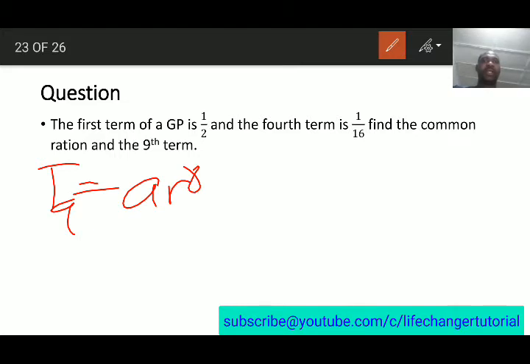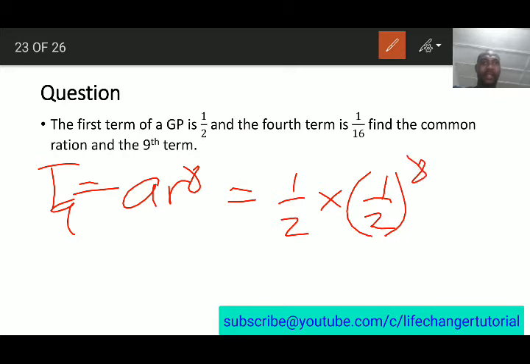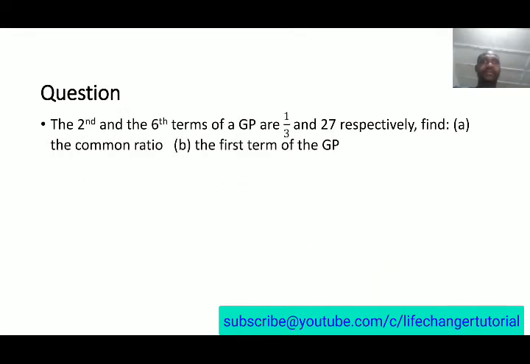So 9 minus 1 is 8. So my A is already half from the question, times R, we just got R also to be half, so half raised to power 8. So half times half raised to power 8 can be written as half raised to power 9. You can use your calculator to achieve that.